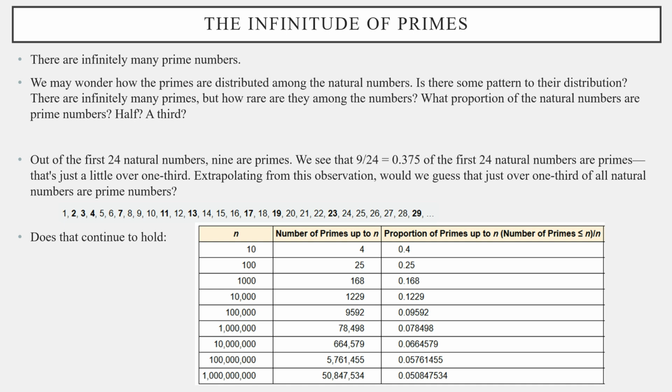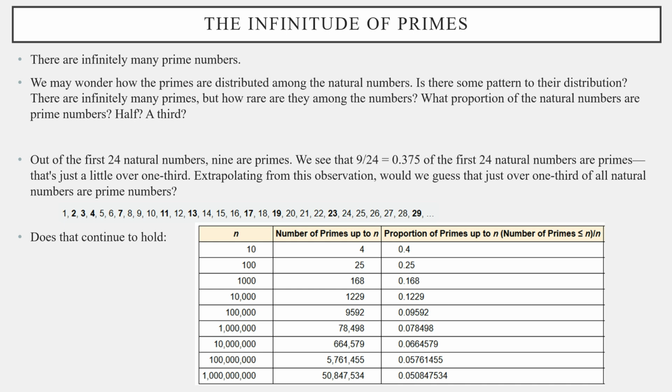So, every day we're still finding new prime numbers. You may wonder how the primes are distributed among the natural numbers. Basically, what I'm asking is, is there a pattern to the distribution? There are infinitely many primes, but how rare are they among the numbers? What proportion or what percentage of natural numbers are prime numbers?